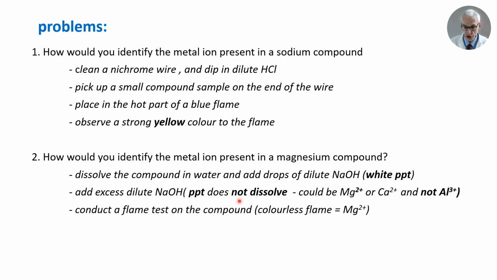The precipitate would not dissolve. That rules out aluminium. So the precipitate is not aluminium hydroxide, but it could be magnesium or calcium. You would then have to conduct a flame test on the compound. Calcium, of course, would give you an orange-red flame. A colorless flame, you would then conclude that that is magnesium. So you may need to combine, in the case of the formation of white precipitates, the analysis including a flame test.